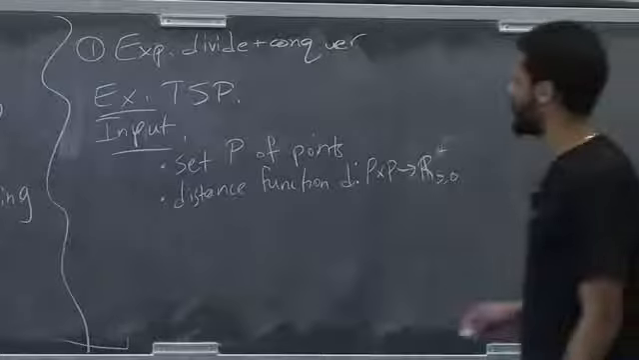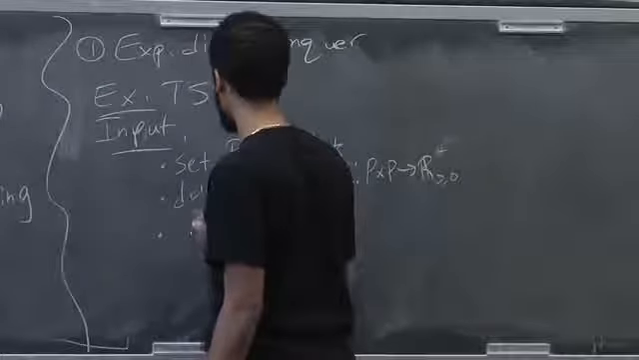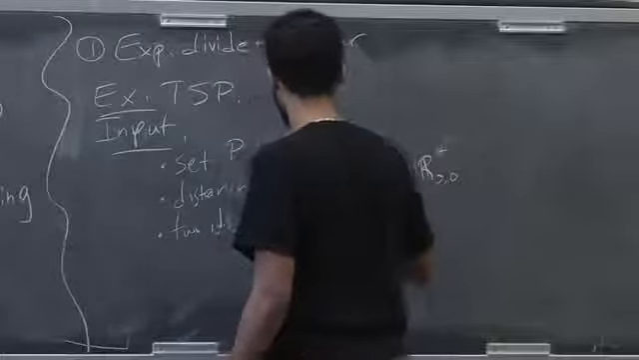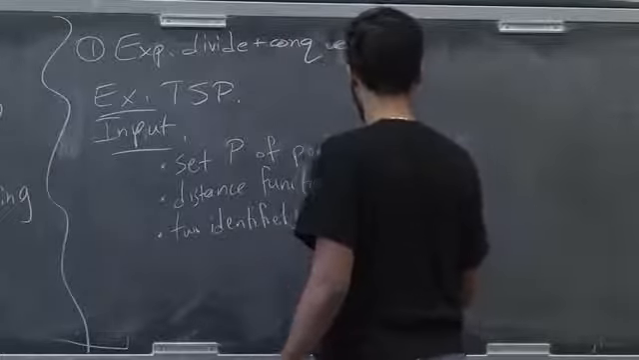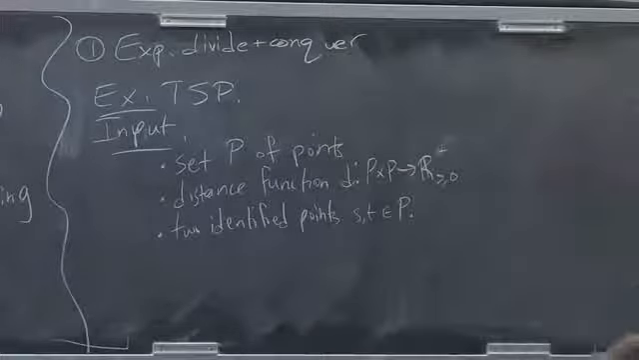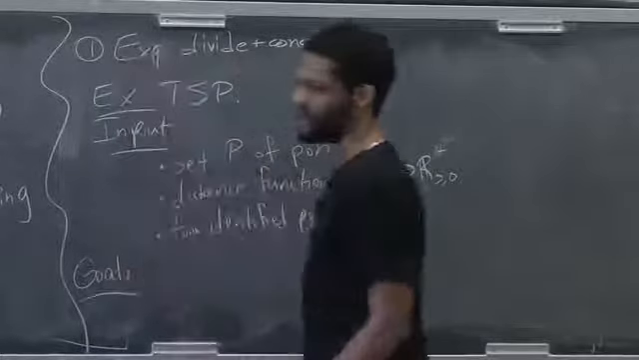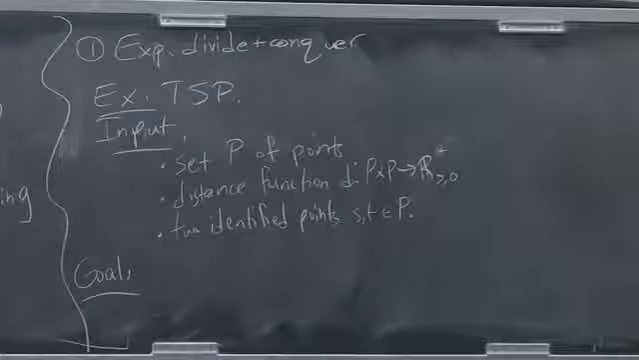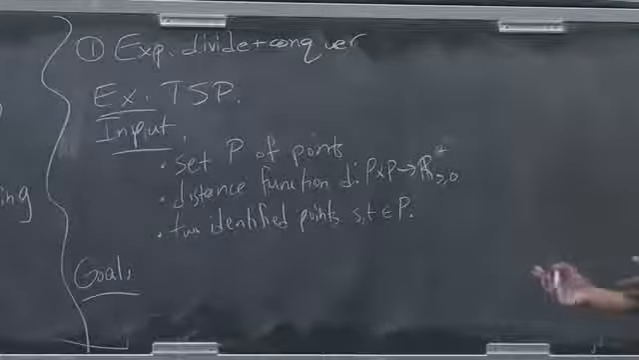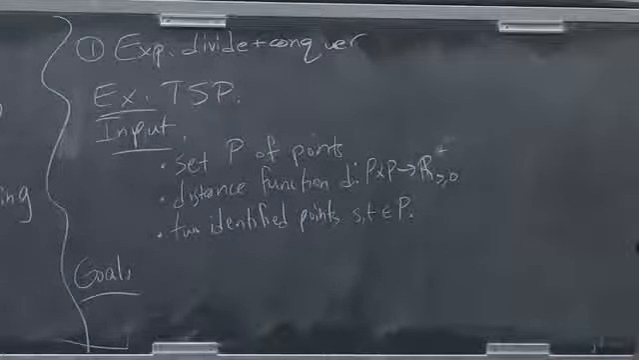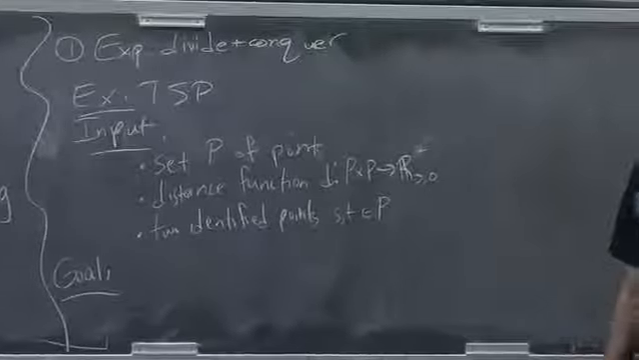We're also given two identified points, S and T, which are in P. And the goal is to visit every vertex exactly once. Start at S, end at T, visit every other vertex exactly once, and the total length of your tour should be as small as possible. Have people here seen Traveling Salesman? Okay.